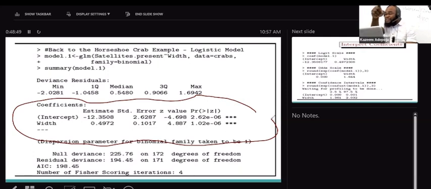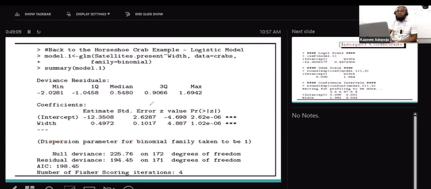T value, we have a Z value now. It is not a T, it's a Z. When you actually run a generalized linear model, you're going to have a Z instead of a T. Take a look at that. And you're actually going to have the AIC, and some other stuff.